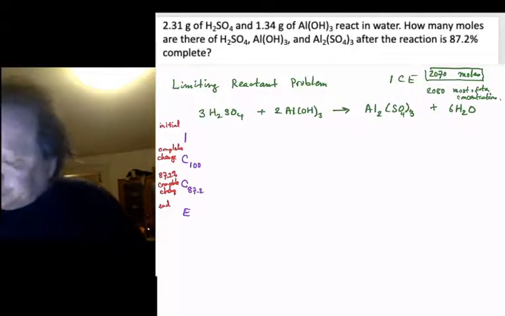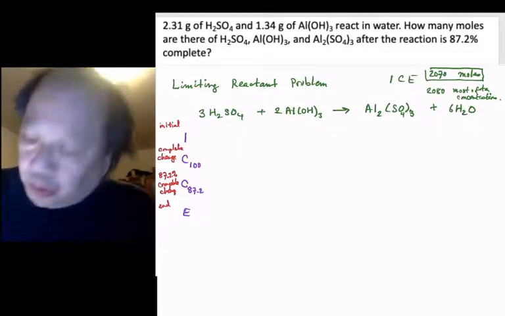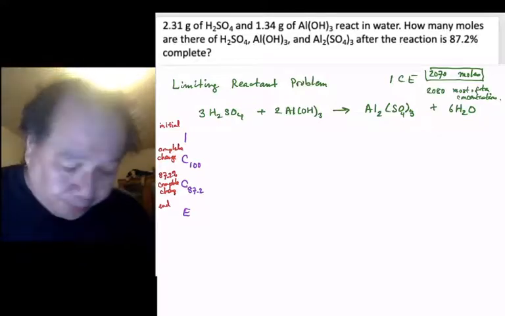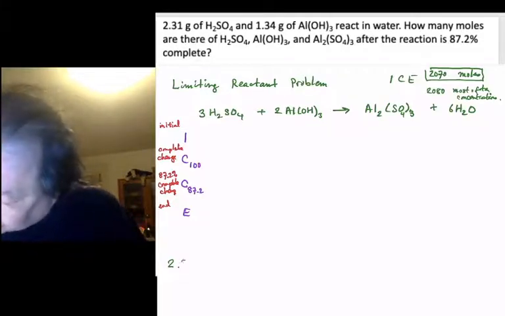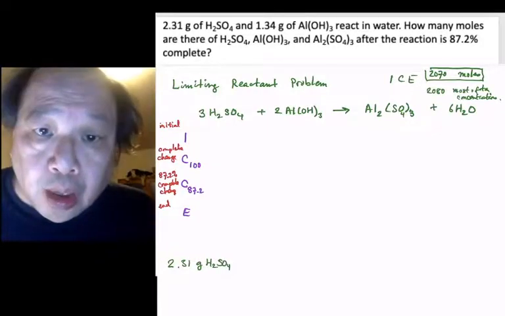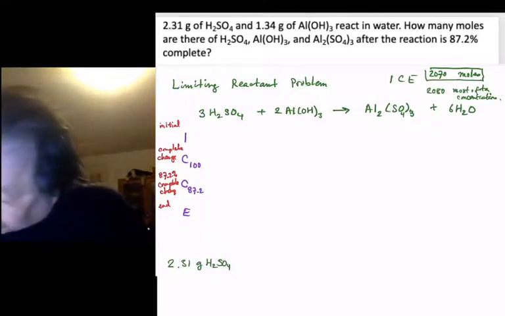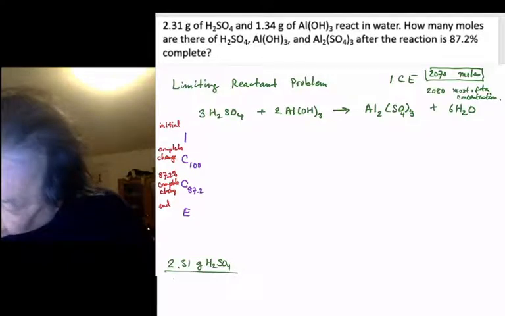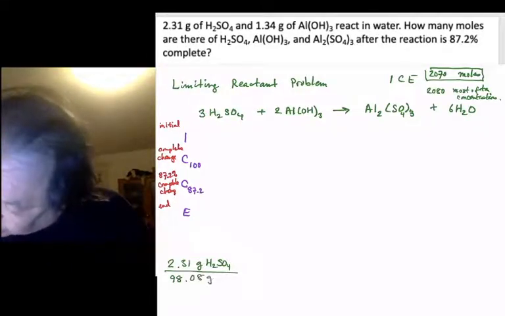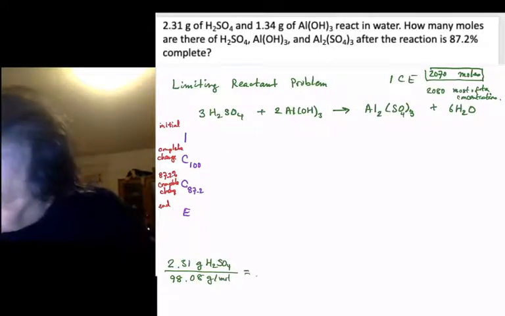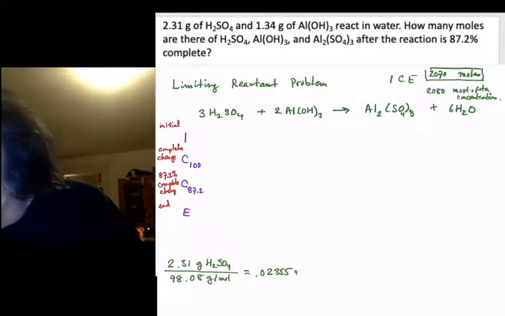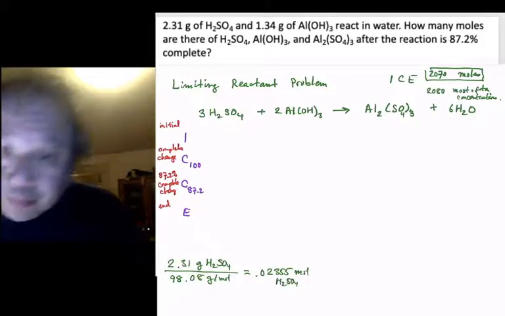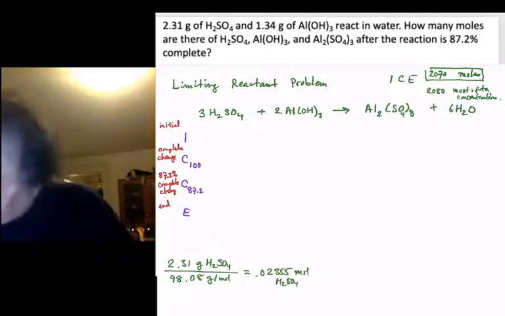Okay, so that being true, we only can enter things in moles, and so the data of the problem is that we have 2.31 grams of H2SO4, and we need to turn it into moles, and so we divide by the molecular mass of H2SO4, which is 98.08 grams per mole, and we discover that this is, and remember that I always go for more digits in intermediate steps, 0.02355 moles of H2SO4.